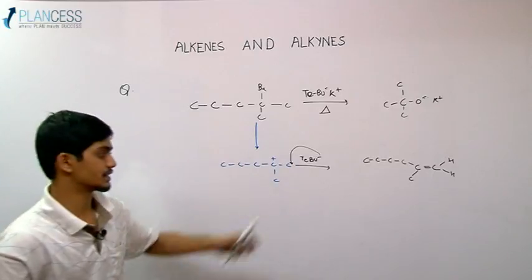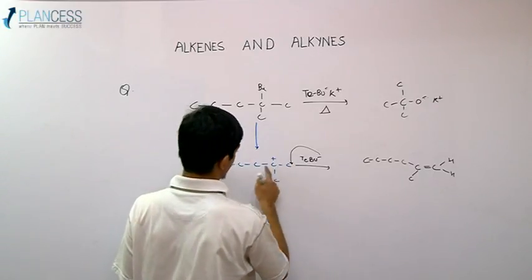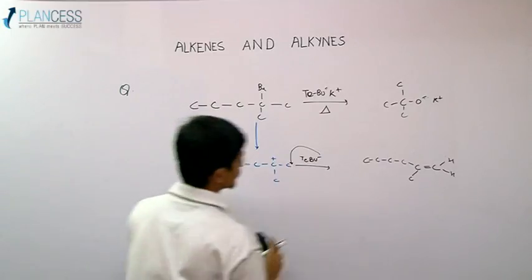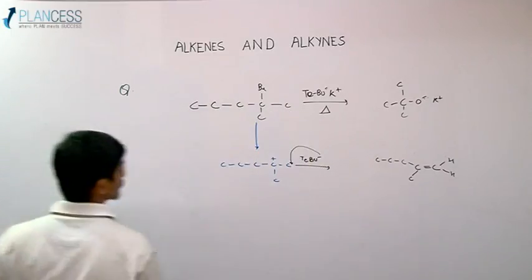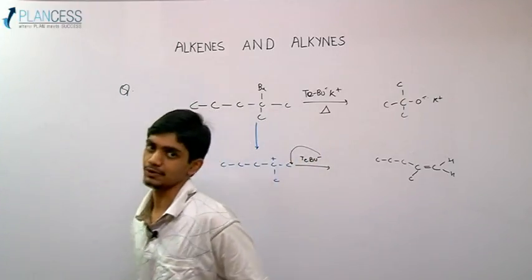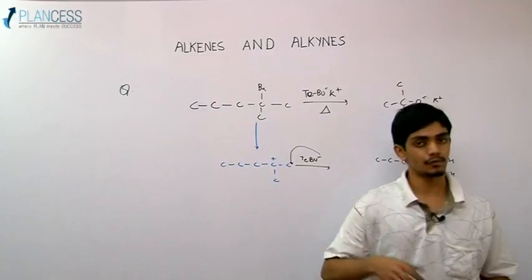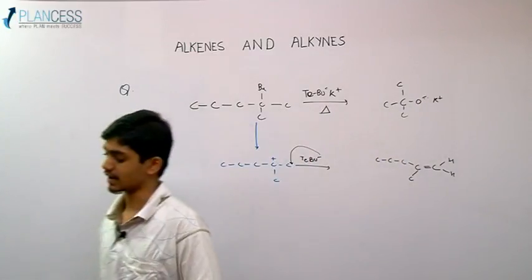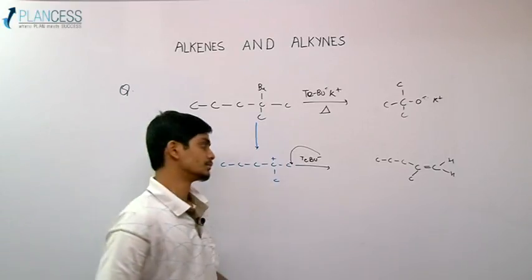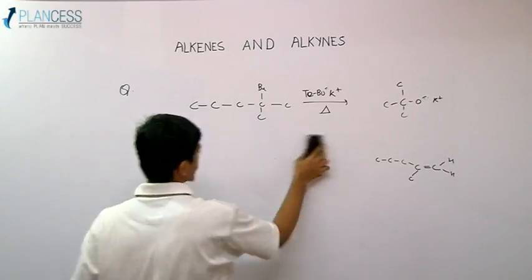Fine. So this is the final product that we get. 1, 2, 3, 4. Sorry, you have 3 carbons only. So this is the final product that we get, and this is obviously a very less substituted alkene. But we know that the Hofmann rule says that a less substituted alkene will be produced. Fine, no problem. Let's move on to the next question.